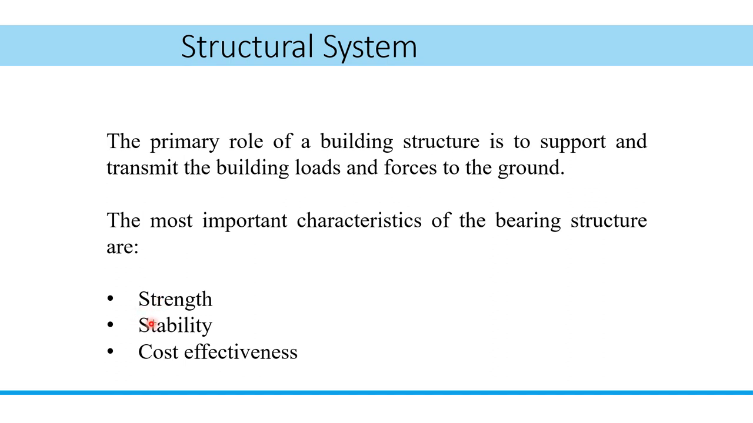The second one is stability. Stability means the arrangement of elements: beams, columns and slabs. If a person does not know the philosophy of arranging the elements, where to position the columns and where to position the beams, that will disturb the stability of the structure. So again, stability is an important parameter.